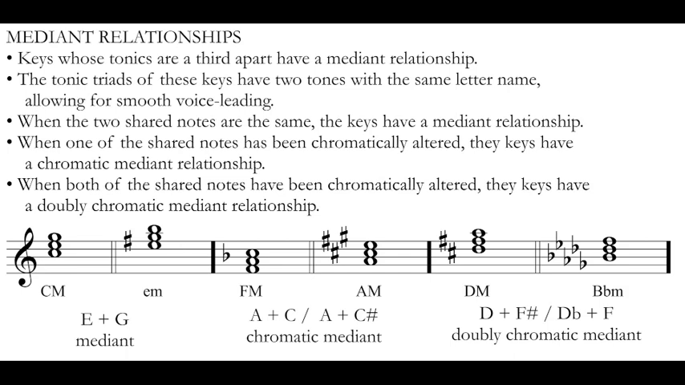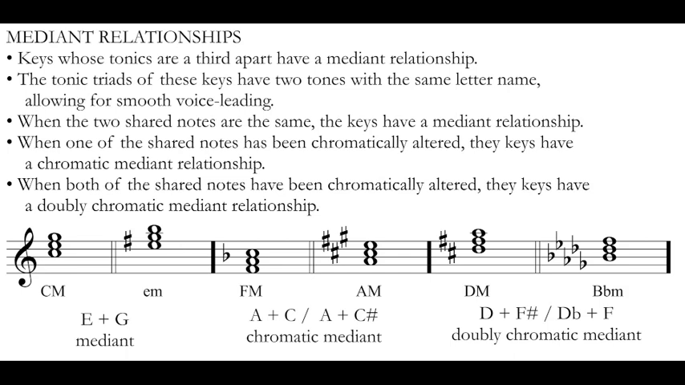But when one of the shared notes becomes chromatically altered, we have another way to describe it. We call this a chromatic mediant relationship. We can look at the two keys in the middle here, F major and A major. Their tonic triads both share an A and a C, but note that in A major, the C becomes C sharp. They have one note that's exactly the same, which is A natural, and they have one note which is a chromatically altered note, C to C sharp. This means that F major and A major have a chromatic mediant relationship.